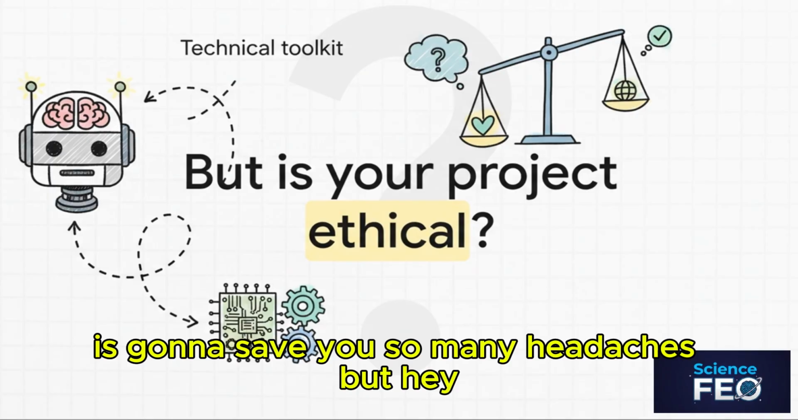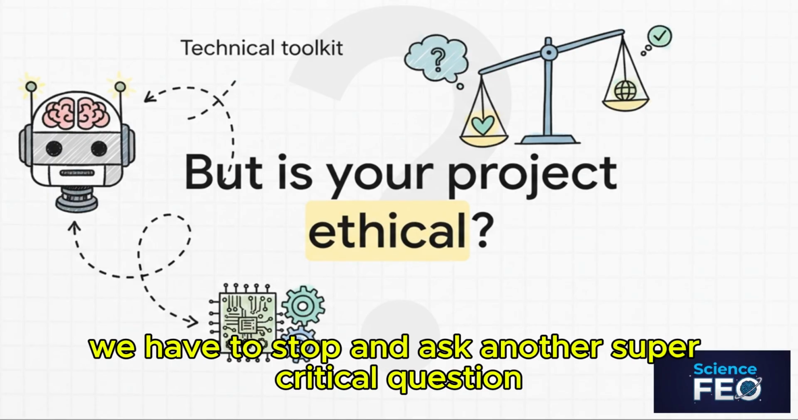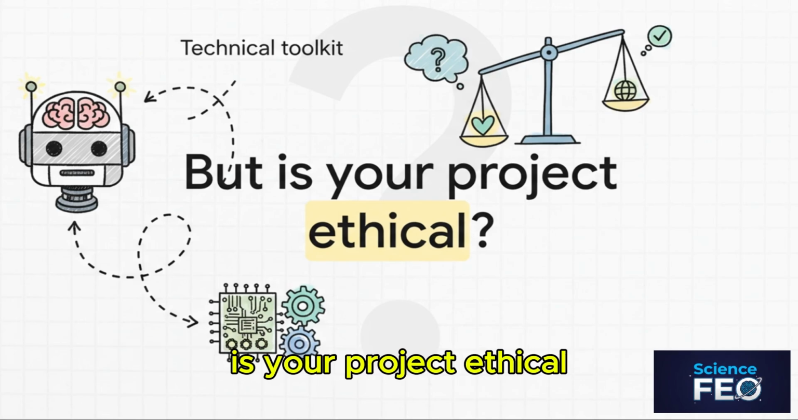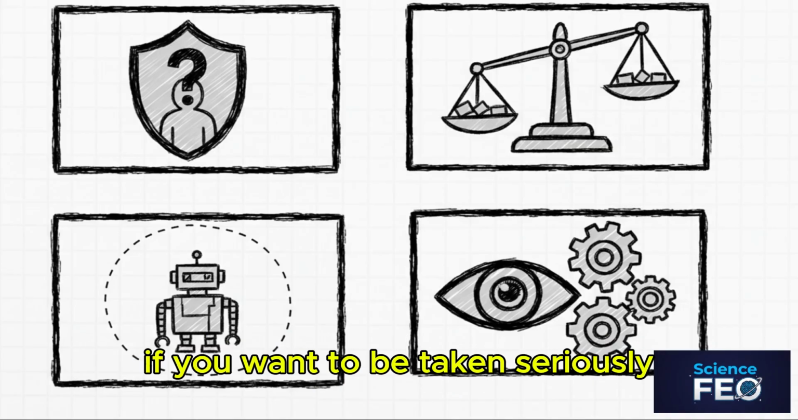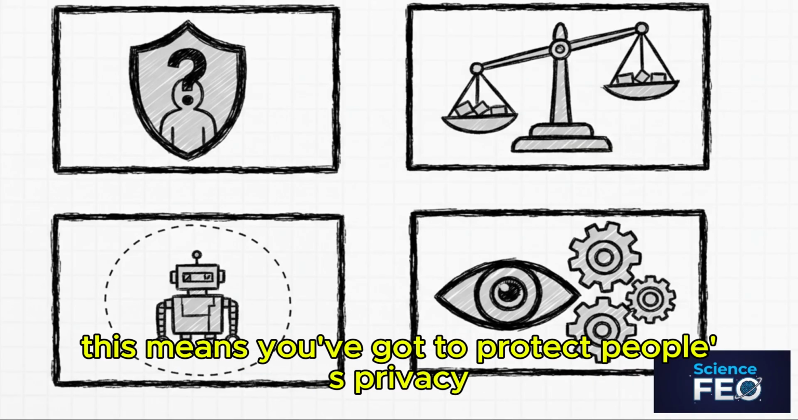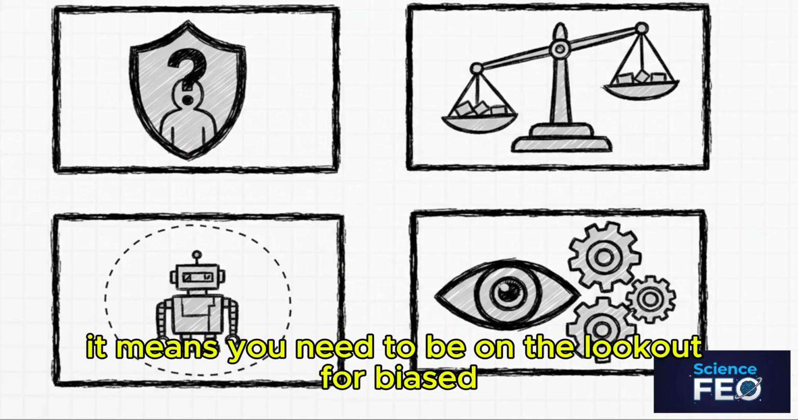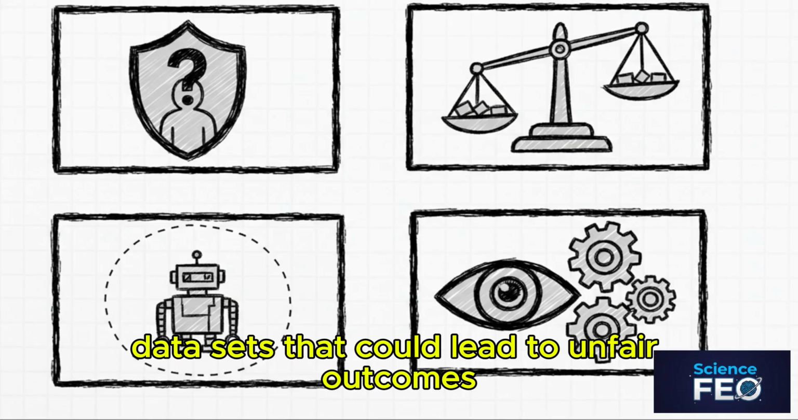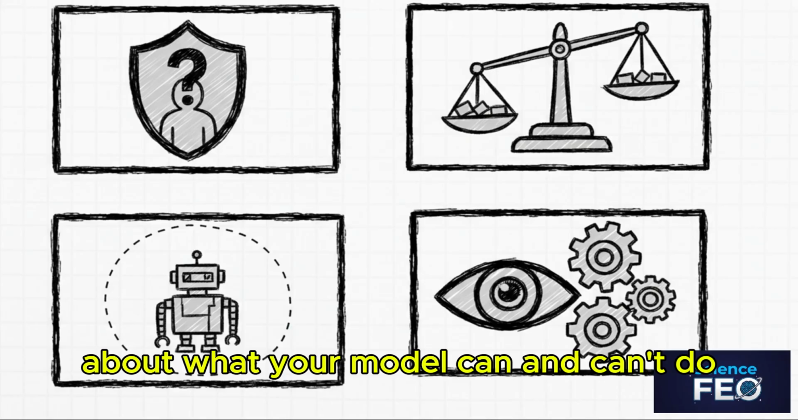Matching your problem to the right technique from the very beginning is going to save you so many headaches. But hey, knowing the technical tools is only half the battle. We have to stop and ask another, super critical question: is your project ethical? Seriously, building AI responsibly is non-negotiable if you want to be taken seriously. This means you've got to protect people's privacy by using anonymized data. It means you need to be on the lookout for biased data sets that could lead to unfair outcomes. And it means being upfront and transparent about what your model can and can't do.